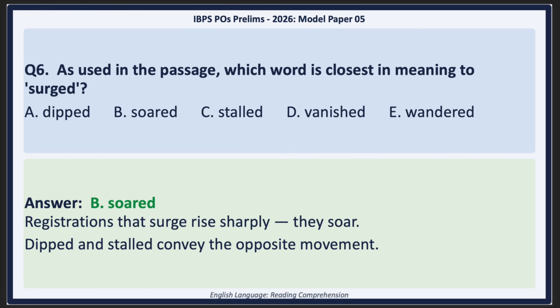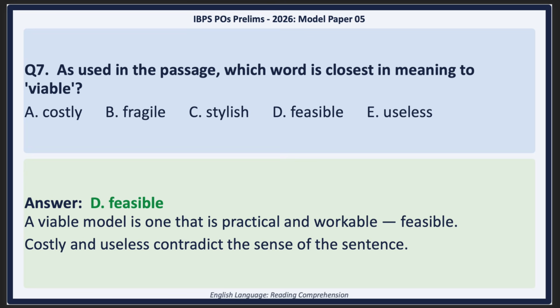It neutralizes dipped or stalled, which convey the opposite movement or a lack of movement entirely. That makes total sense. And question 7 does the exact same thing. The text says the models became viable and we need a synonym. Precisely. Viable means practical or workable. Option D, feasible, is the correct choice because both words carry the semantic weight of something being fundamentally successful.